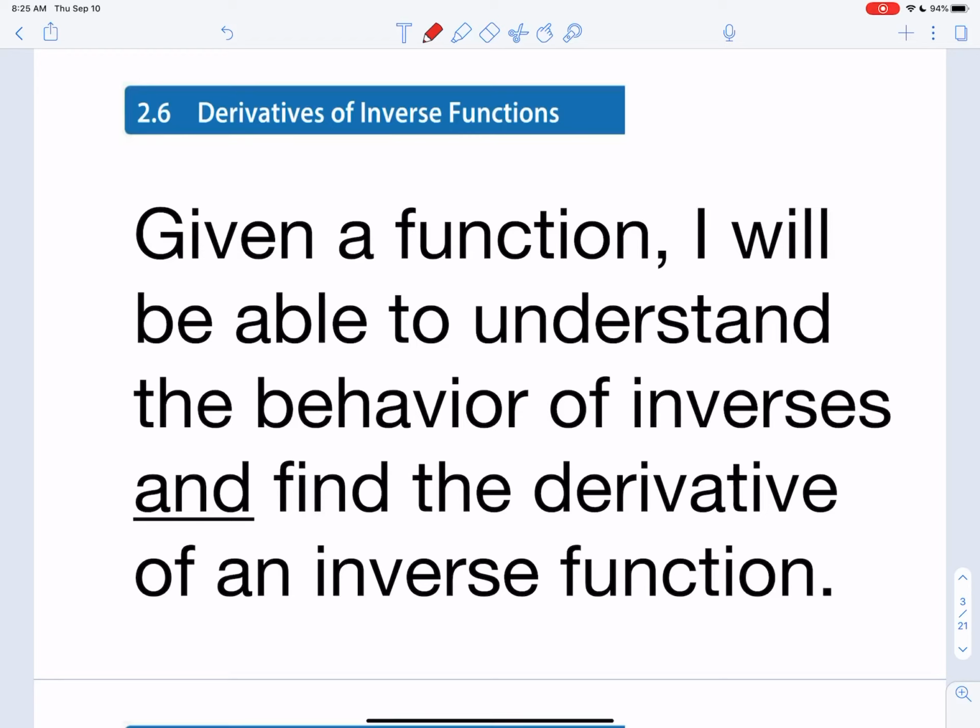Hey you guys, this is section 2.6, derivatives of inverse functions, okay? Go ahead and write down the FLT right here and press play whenever you're ready, okay?